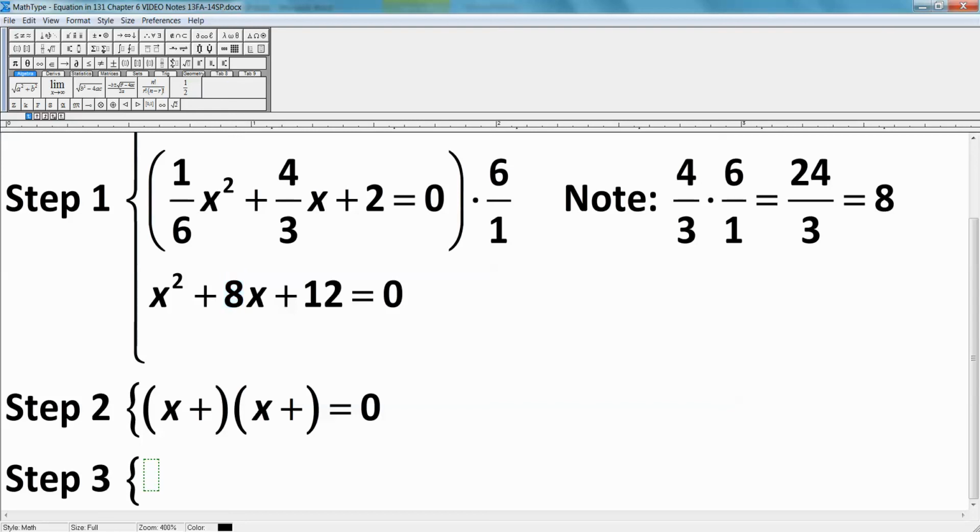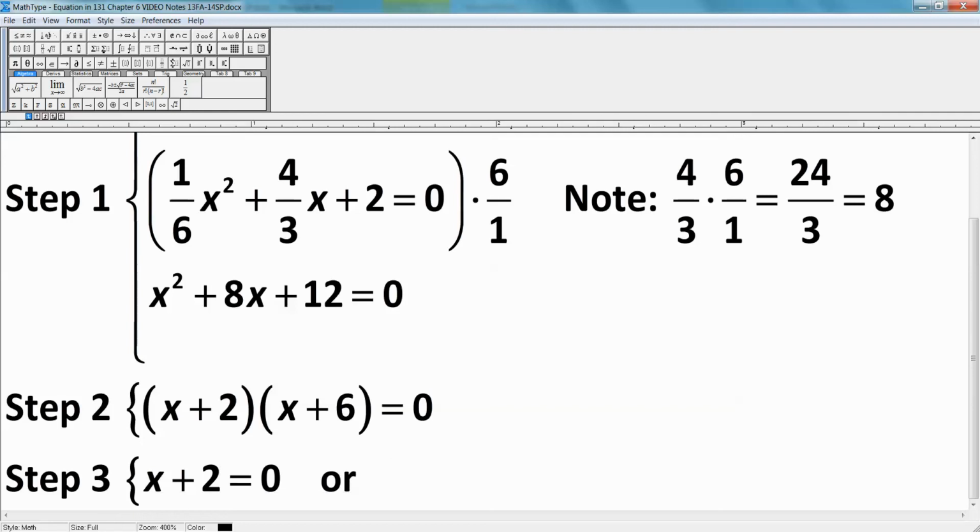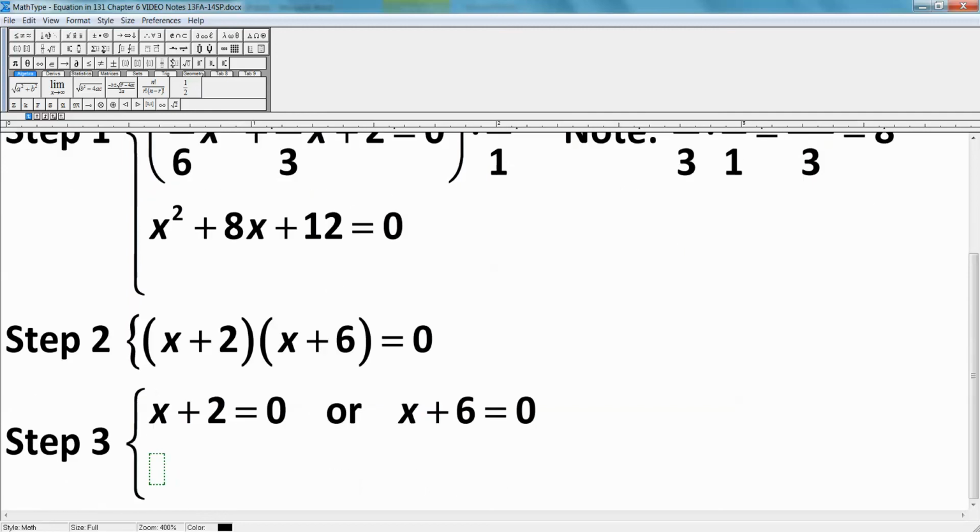So 2 and 6. There we go. We've got it factored. So then x plus 2 is equal to 0, or x plus 6 is equal to 0. This is kind of ironic. It's the fraction one, but it was probably the easiest one on the page. All right, so then x equals negative 2, or x equals negative 6. There's our answers.